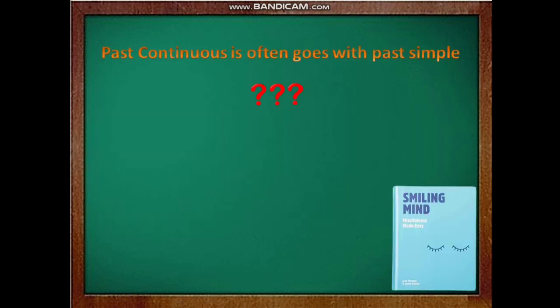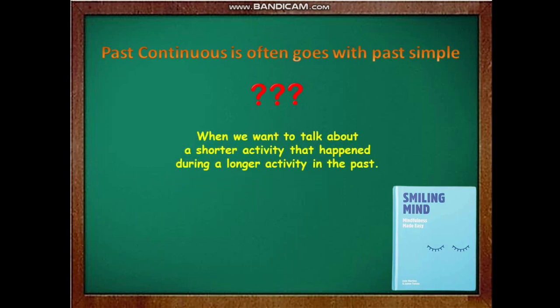And the next part is that past continuous often goes with past simple. So it means that there will be a combination here. Because past continuous often goes with past simple, it means that there will be two actions. The first is about past continuous and the rest is about past simple. Yes, when we want to talk about a shorter activity that happened during a longer activity in the past. So it means that there is more than one activity. The first activity is continuous and the rest is past simple.